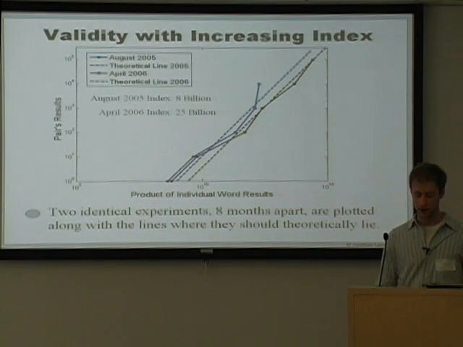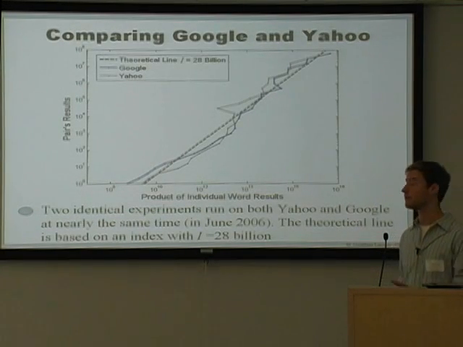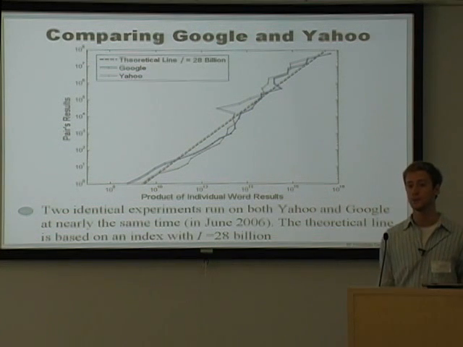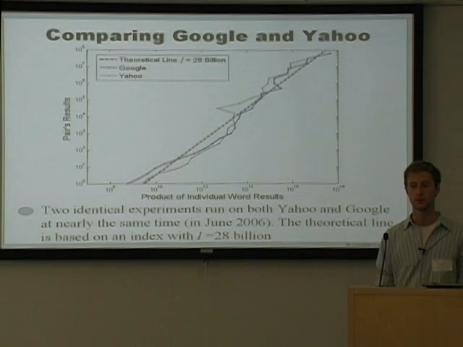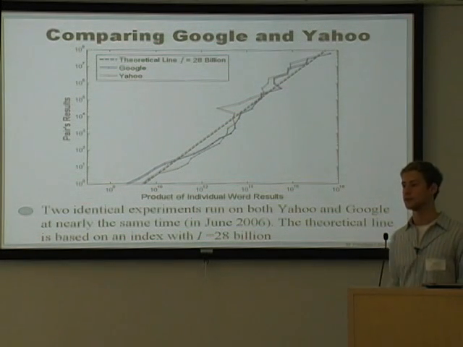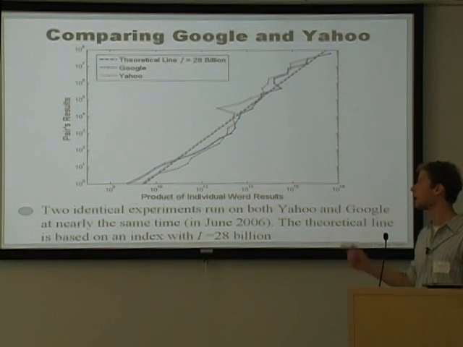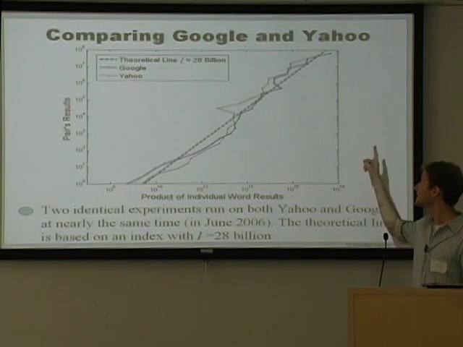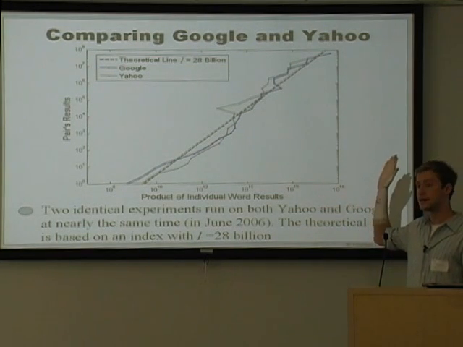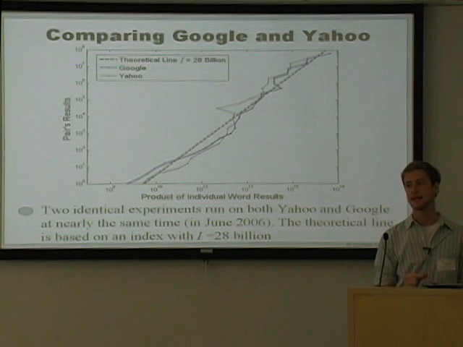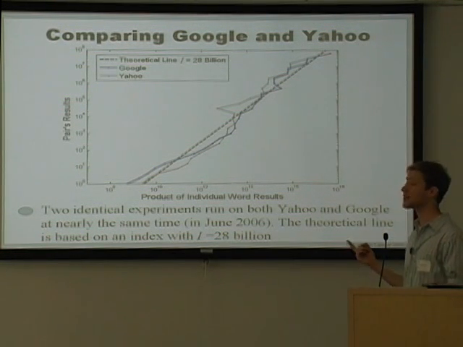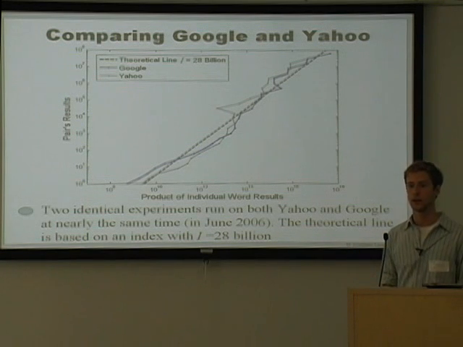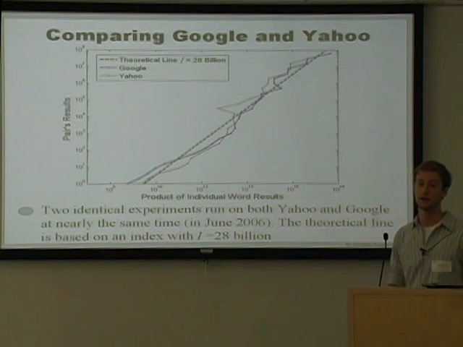But it's still in my model, and so with the help of another friend, Virgil Griffith, I got identical data for Yahoo and compared them. These are two experiments at the same time with the same words, with the search engines Yahoo and Google, plotting the number of results versus the product of individual results. And that dashed line, I chose by picking an effective index size so that it matched the data, which you can then extrapolate back to find the actual index size of around 28 billion for both Yahoo and Google. So in the end, they pretty much have the same index size.